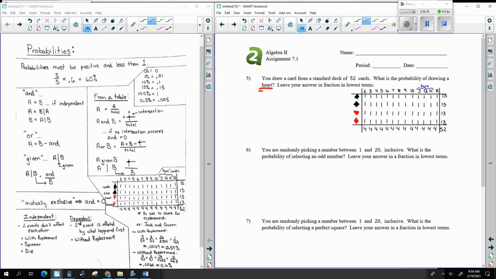Okay, here they want to know what is the probability of drawing a heart. All right, so here are the hearts, and I see that there are 13 of them. So the probability of heart is 13 out of 52. That reduces down to 1 out of 4.